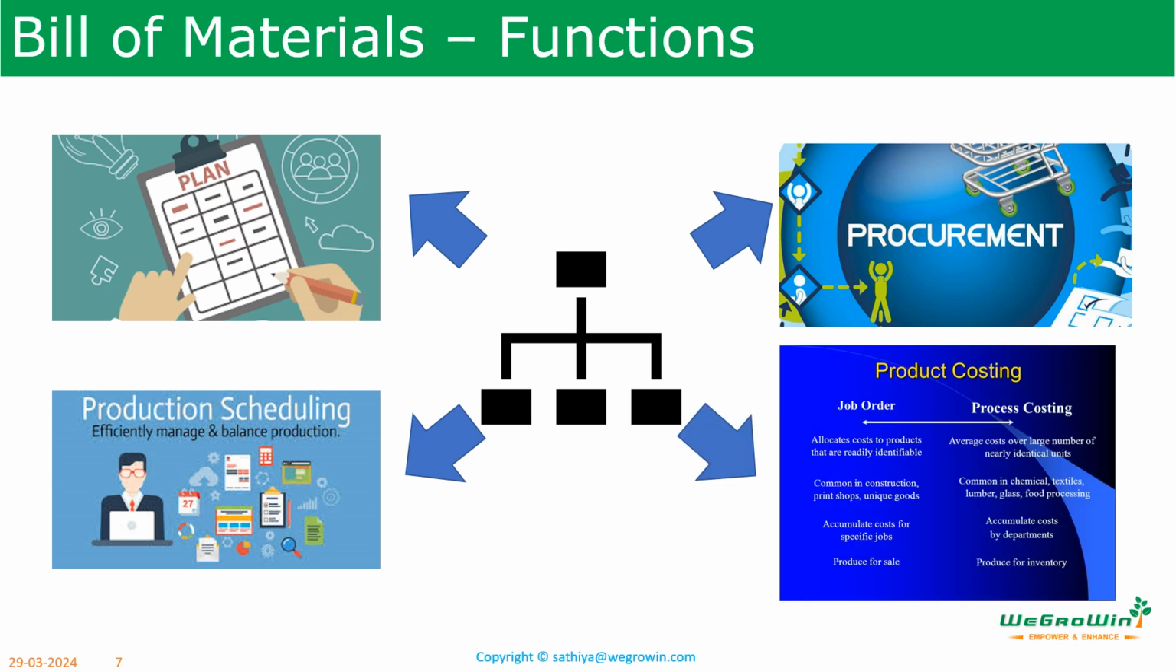And also for costing the product. So we are producing various products in various stages, but we should know what is the cost. Then only we will be able to understand what is the margin, what is the selling price we have to fix, what is the profitability. So having a product costing is very important. For that also, bill of material is playing an important role.